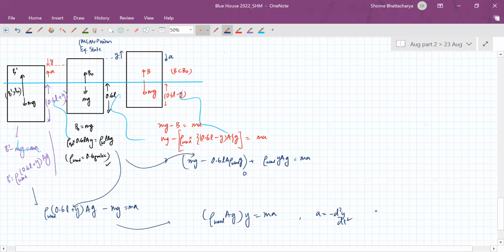Just note this down and try to complete this problem yourself. It's quite simple, as you can see. From here onwards, you have to just substitute correctly.